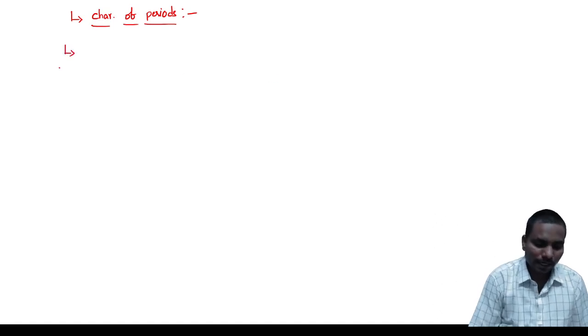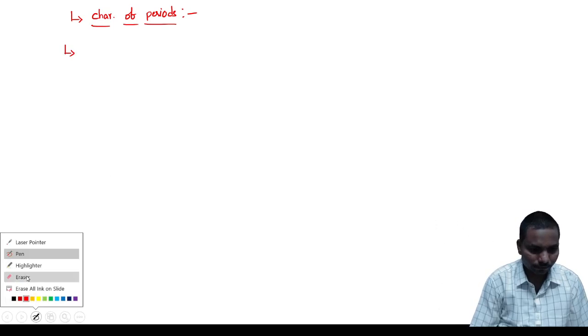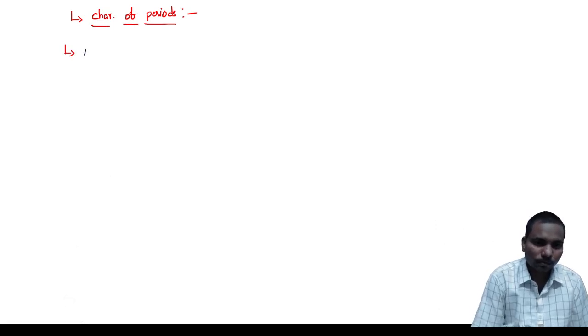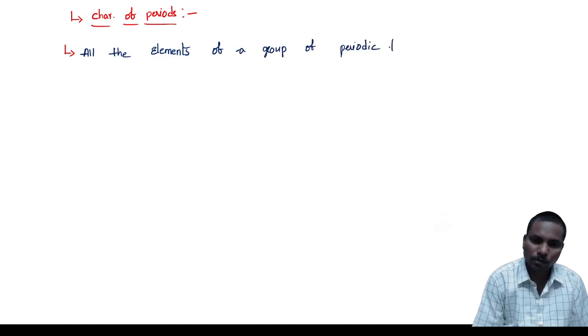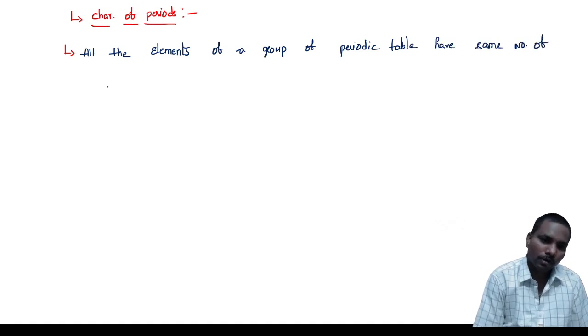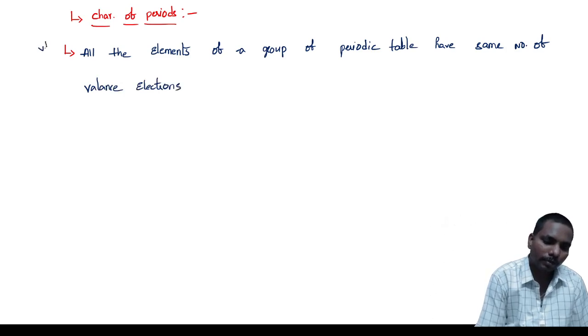Now coming to characteristics of groups, note down the point. All the elements of a group of the periodic table have the same number of valence electrons. Very important question. Same number of valence electrons. Very important point.